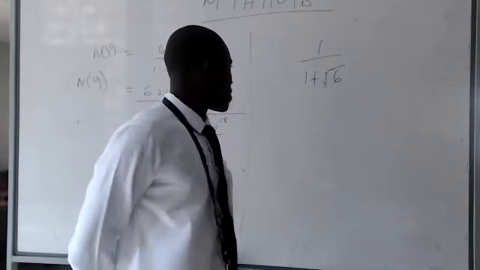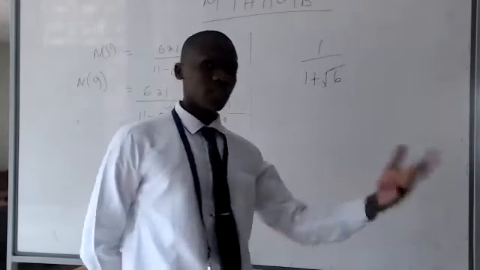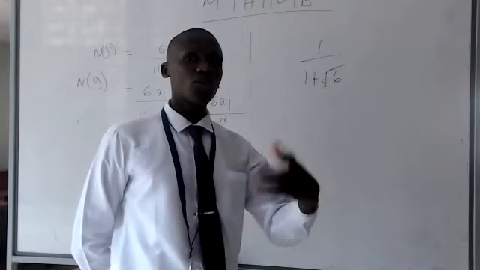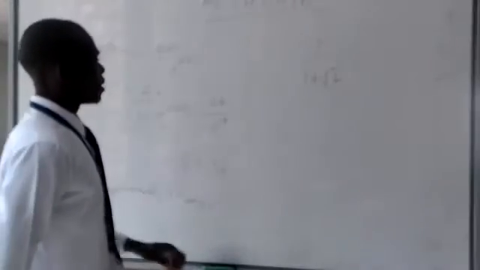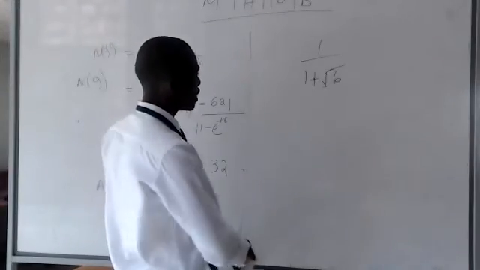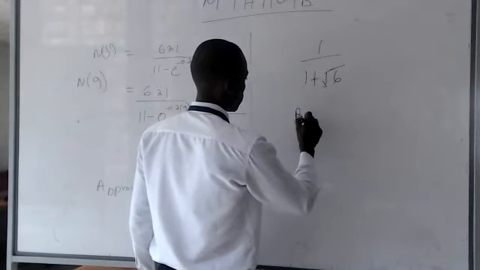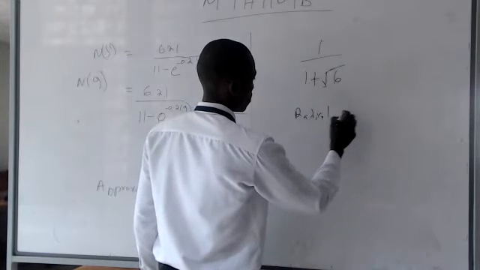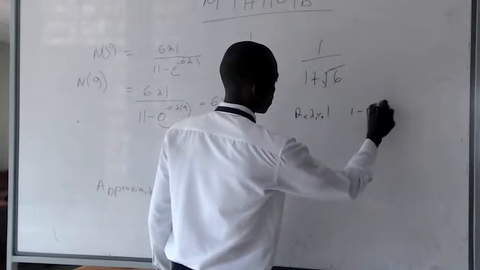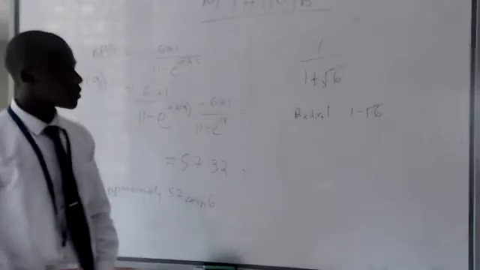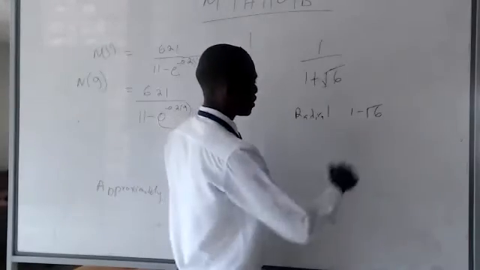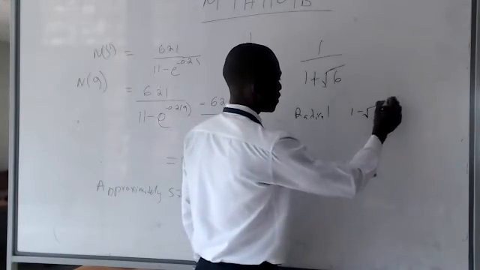Good, the denominator. But if you are asked to rationalize the numerator, then you need to find the radical conjugate for the numerator. So what's the radical conjugate for this? 1 minus square root of 6. Anyone with a different choice for the radical conjugate?